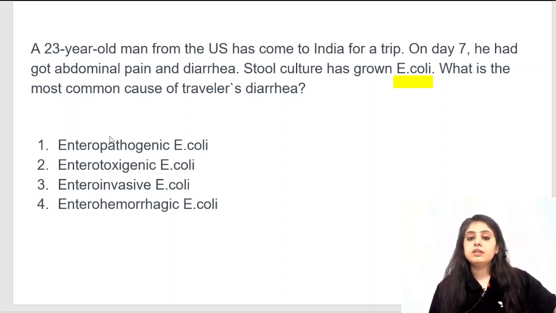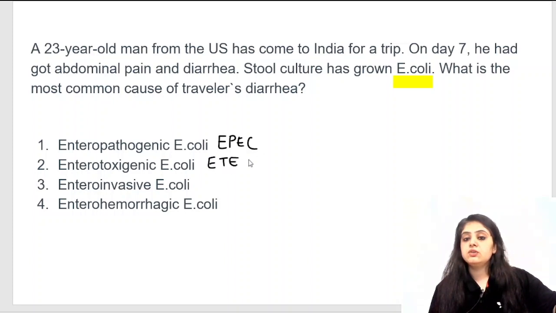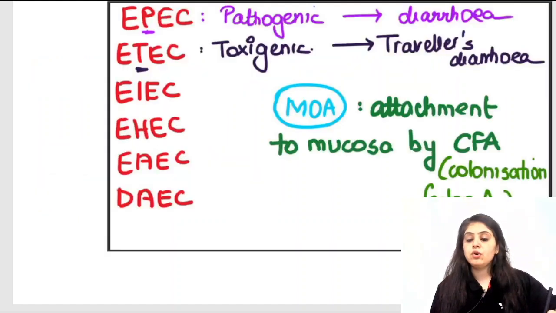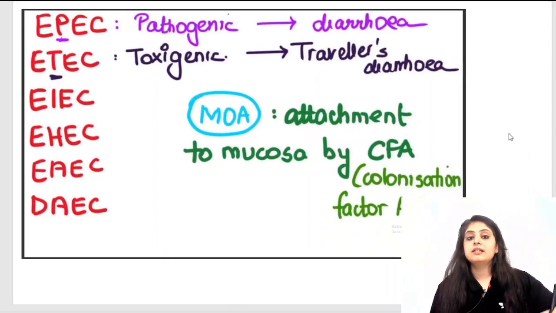These are abbreviated, like enteropathogenic E. coli is EPEC, enterotoxigenic E. coli ETEC, enteroinvasive E. coli EIEC, and enterohemorrhagic E. coli EHEC. So my concept is that traveler's diarrhea is caused by toxigenic E. coli, T for T. So the correct answer over here is going to be ETEC. However, I'm going to make you rush through all of these different types of E. coli that are important in the exam.